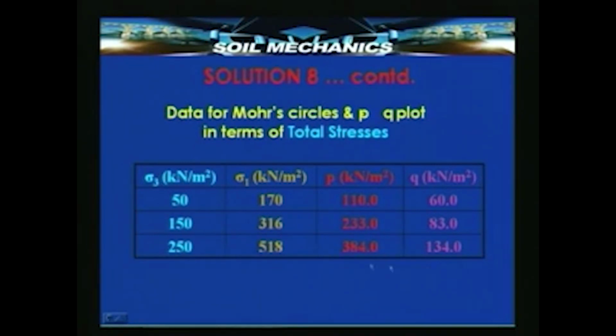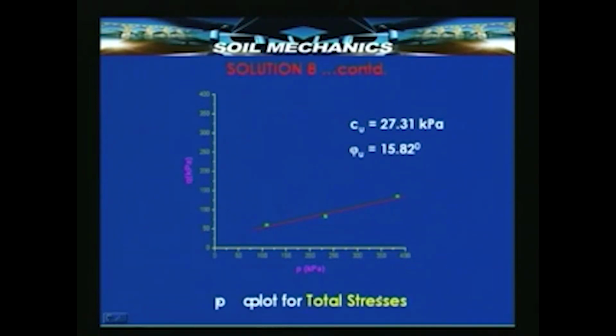So, now if I take the total stresses that have been obtained in this experiment, we have sigma 3 total stress, we have sigma 1 the total stress, and corresponding values of P and Q will be sigma 1 plus sigma 3 by 2, sigma 1 minus sigma 3 by 2, and these are these values. These values can be used for drawing the PQ plot. Here is the PQ plot.